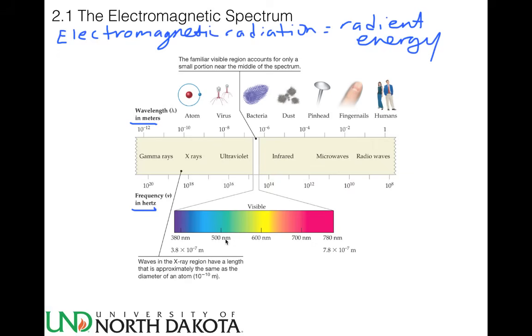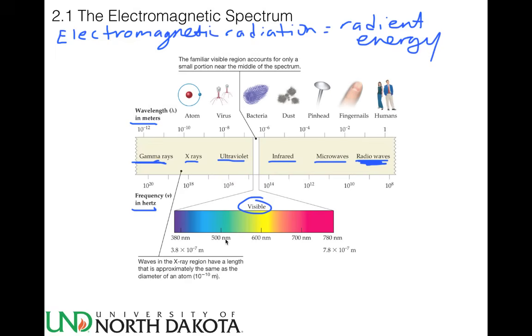Now, the electromagnetic spectrum has these types of waves, these different types of radiant energy that are called gamma rays, X-rays, ultraviolet radiation, visible light, infrared radiation, microwaves, and radio waves. And these types of energy are different based on a couple of properties. The first property is their wavelength. The wavelength of a gamma ray is going to be smaller than the wavelength of a radio wave.